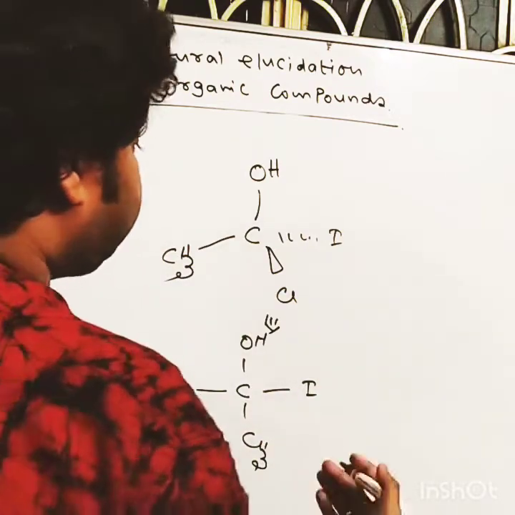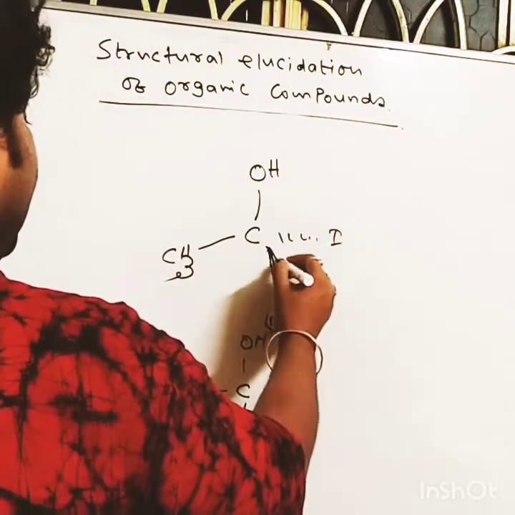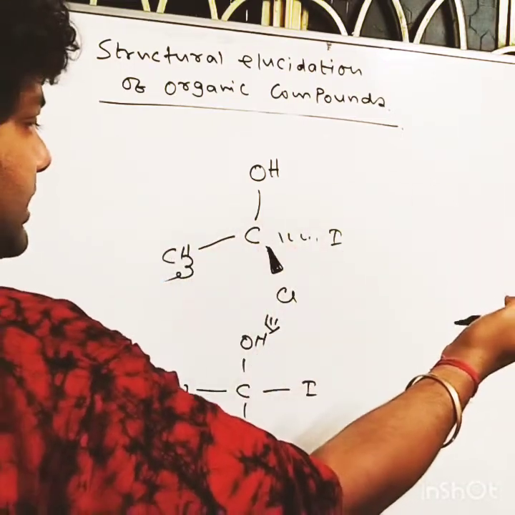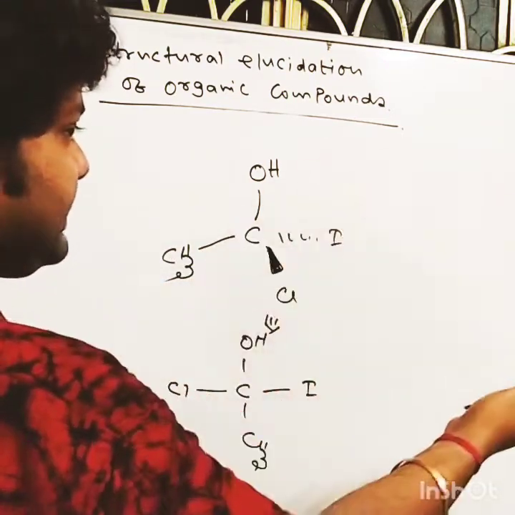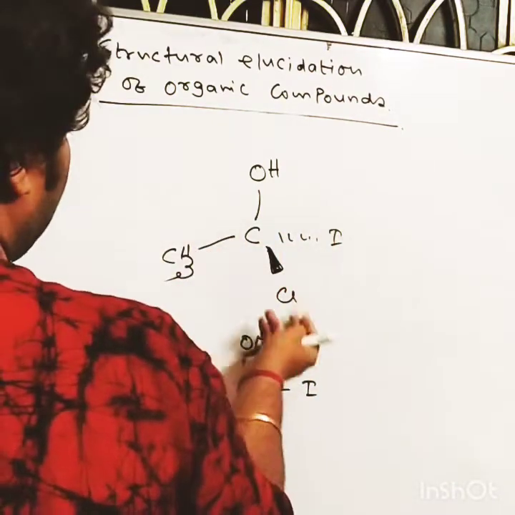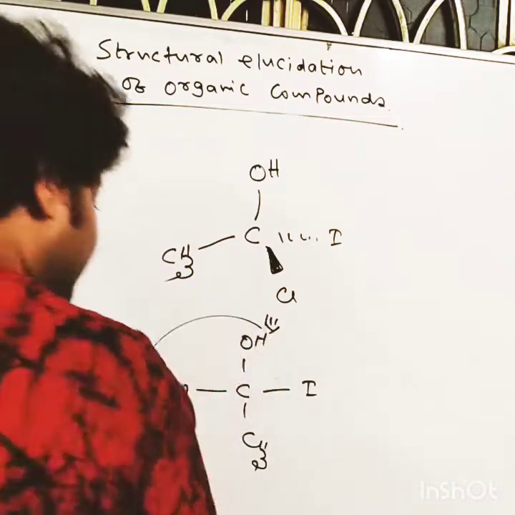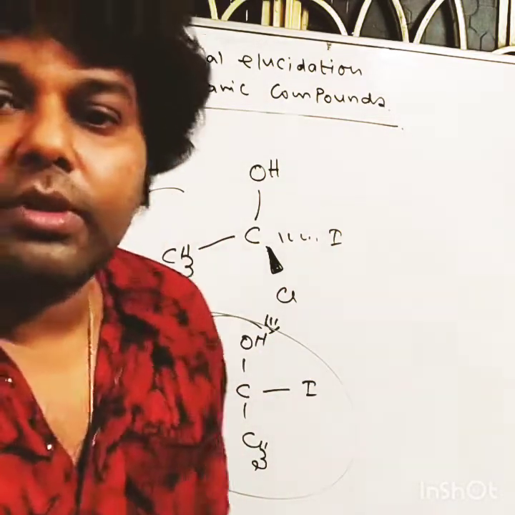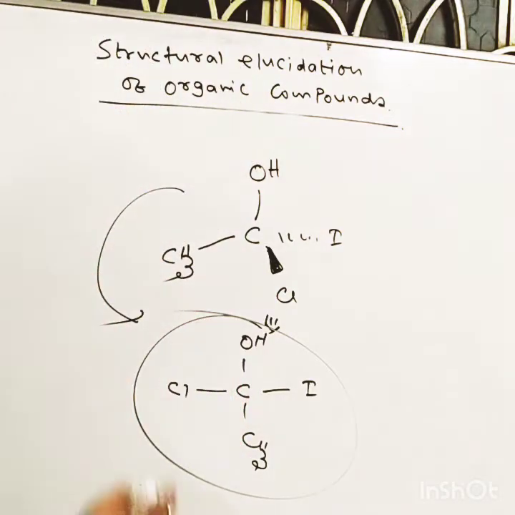Why, sir? It's because, my dear students, I told you when this normal bond is in the right hand side, you keep the solid wedge in the right hand side. In a similar manner, when this normal bond is in the left hand side, you keep the solid wedge in the left hand side. So this is the representation of this structure. Is it clear to all of you? You are free to see this.